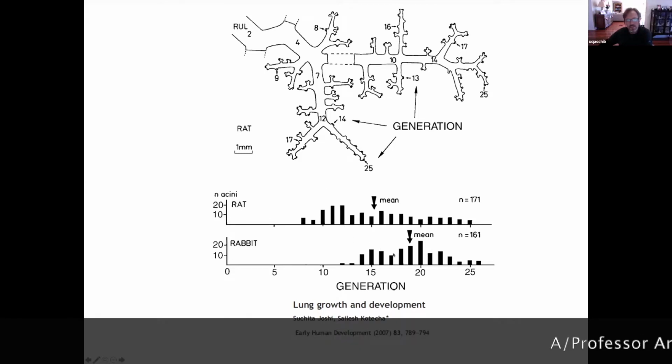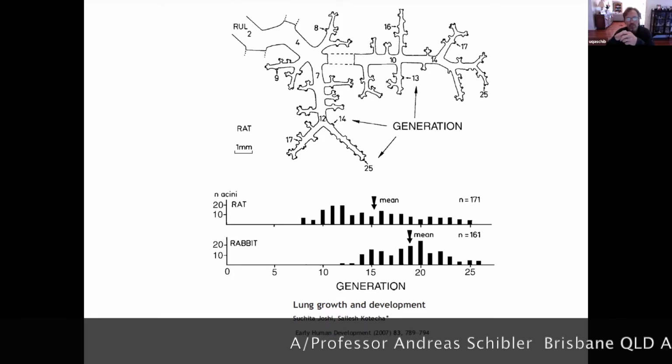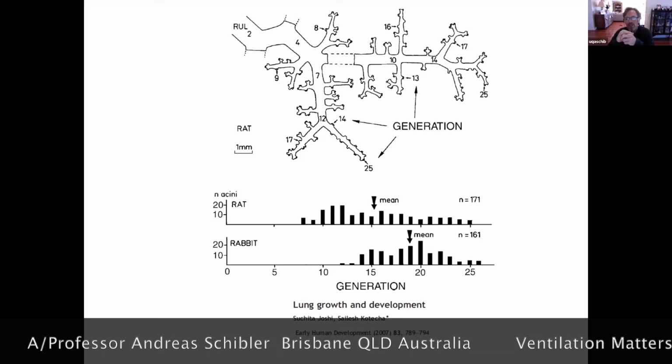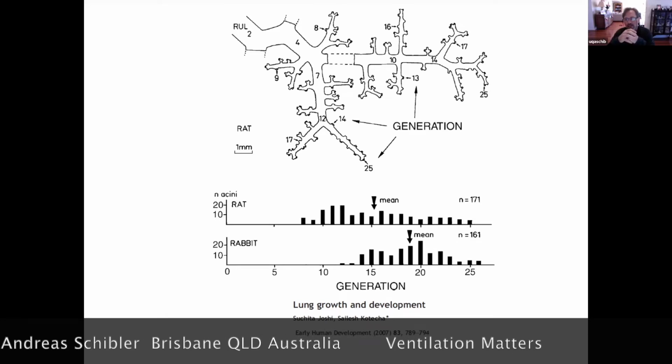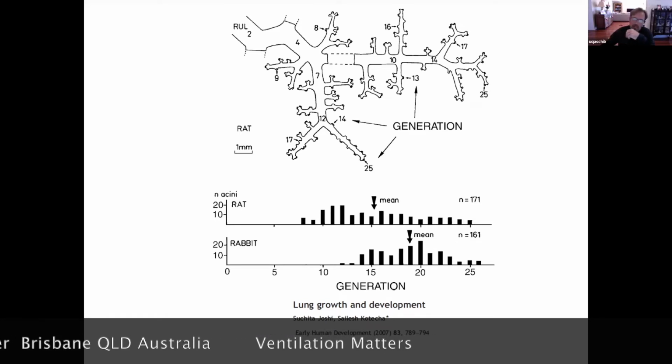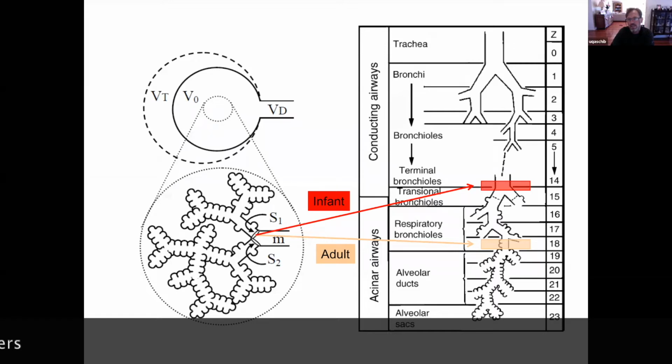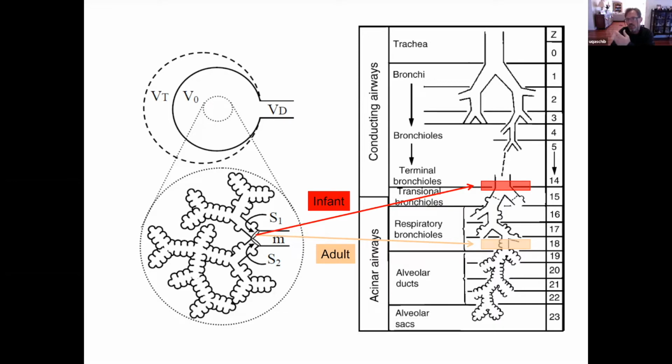So from rat to rabbit, we have a size jump by a factor of 10. We can see that the alveolar spaces occur in later generations. Similarly in humans, infants probably exhibit so-called alveolar space already in the 14th, 15th generation, whereas in adults it's the 18th, 19th generation.